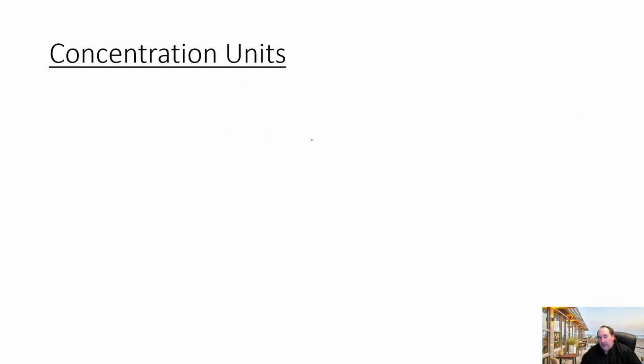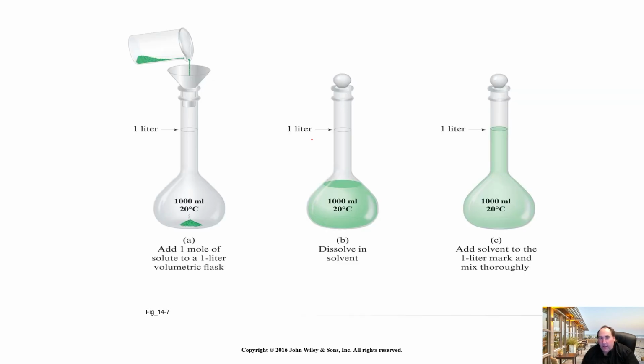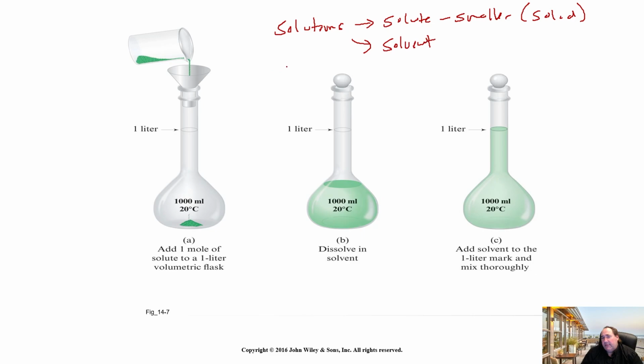So let's talk really about concentration units here and different ways that we express concentration units. Let's first talk about how you make a solution. So this is one way that you can make a solution. And again, when we make a solution, we have our 2 parts, which is our solute, and again, that is the smaller part of the solution. That's usually the solid you dissolve in it. And the solvent, which is the larger part of the solution.